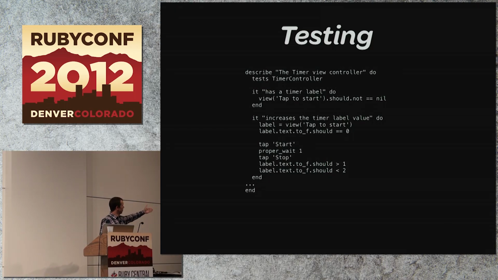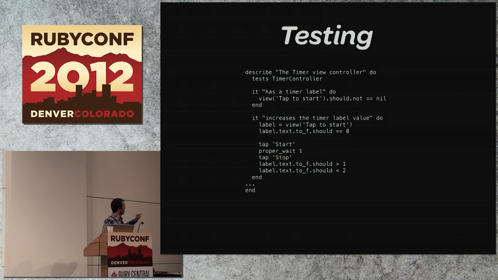So the view method there looks up a view with that label. And if it doesn't exist, of course, that test fails. So it looks it up, and then it does a series of other things. We'll actually run this test in a couple of minutes when we get into the demonstration. But you can see there that it's getting the label. It's saying the text 2f should be 0. It should equal 0.